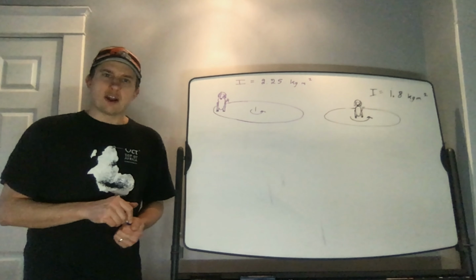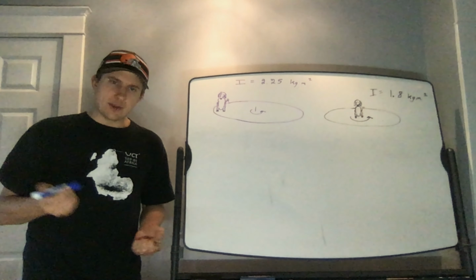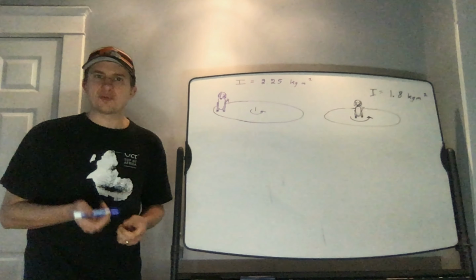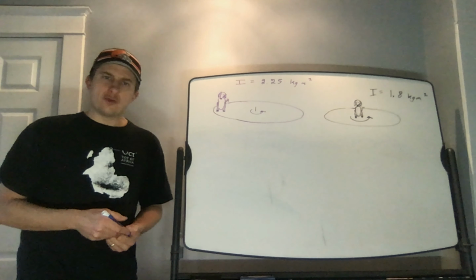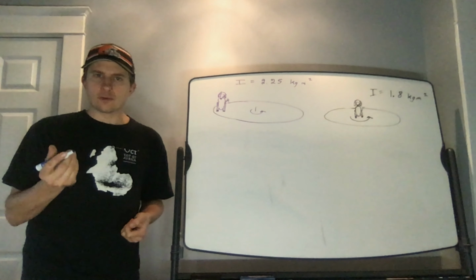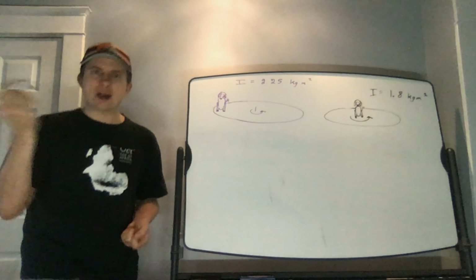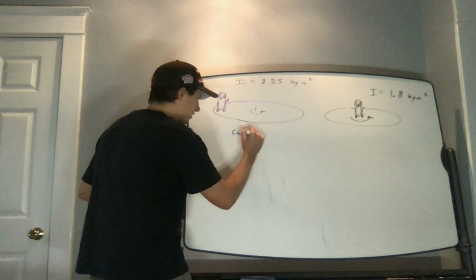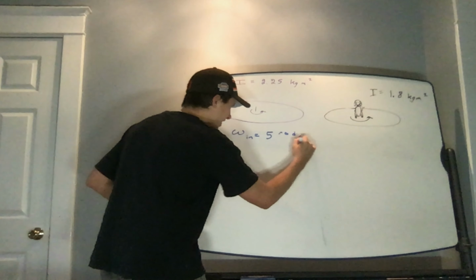In this example problem, we are told there's a dog sitting near the outer edge of a merry-go-round. The merry-go-round is spinning around at a rate of 5 radians per second. So I could phrase that as the merry-go-round has an angular velocity of 5 radians per second with the dog riding around on it. So I could write omega initial is equal to 5 radians per second.